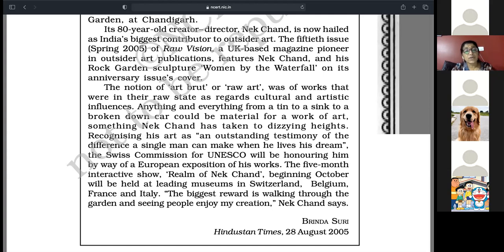The biggest reward is walking through the garden and seeing people enjoy my creation. But he believes that it is not the reward that UNESCO has given. Realm means kingdom, you can say. Realm of nature, the kingdom of nature. He says the biggest reward is when you see people walking through the garden, enjoying the creation. That gives him more pleasure than any other appreciation that he has received.